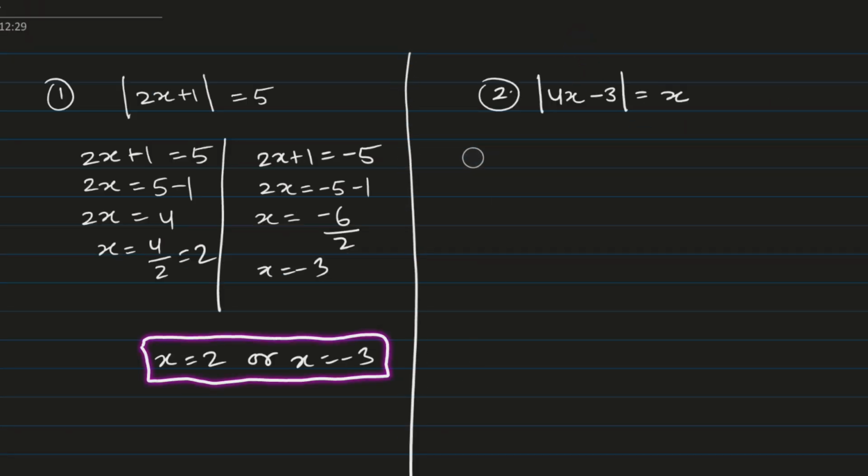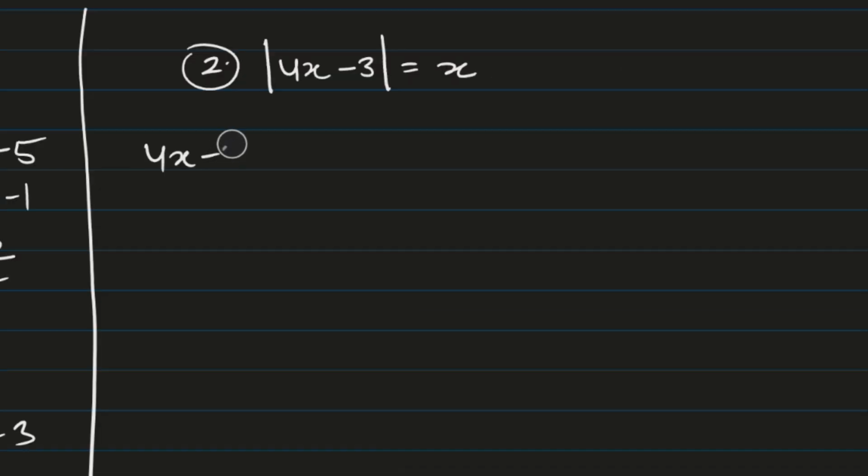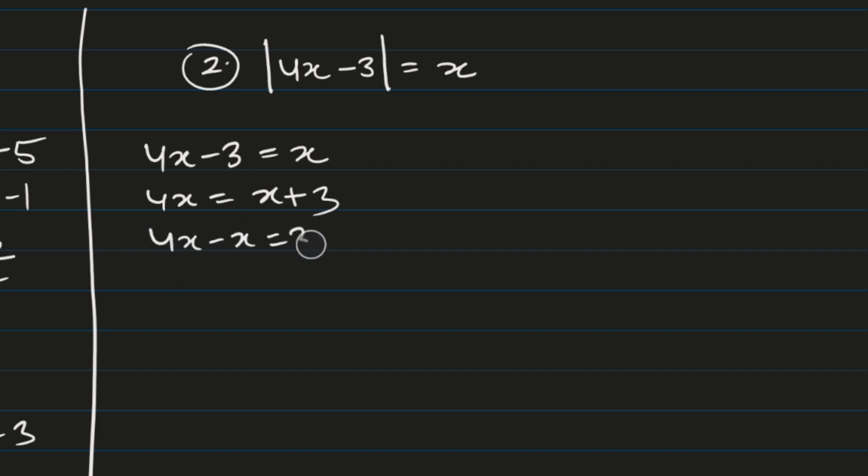So what is our next question? In a modulus we have 4x minus 3 is equal to x. So again here we can use either 4x minus 3 is equal to x or 4x minus 3 is equal to negative x. So when we have 4x minus 3 is equal to x, it can be written as 4x minus x is equal to 3. So we have x is equal to 3 upon 3, and that is equal to 1.